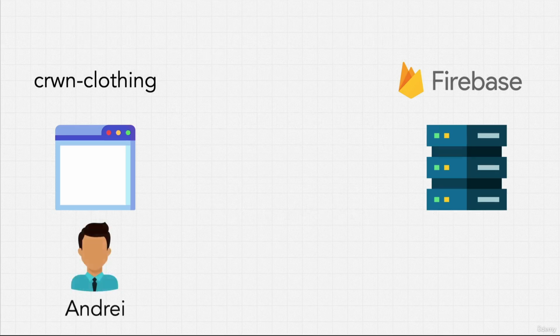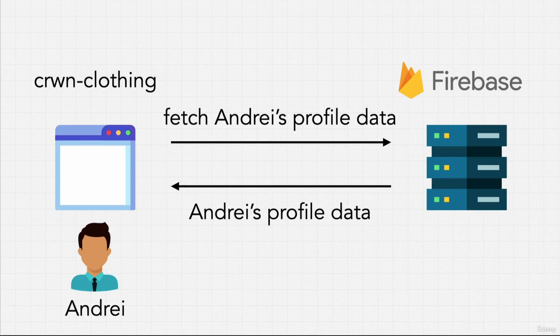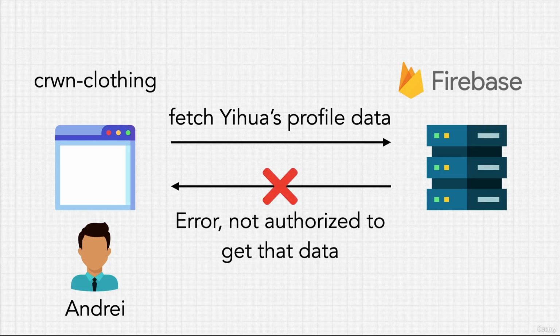This is going to be the exact same for another user. Let's say Andre accesses our website and he wants to access his own profile data. He's going to go through the exact same authentication flow. He's going to authenticate with Firebase that he should be the person that should access his own profile data. And once he does, Firebase will return that profile data. But if Andre tries to fetch my profile data, Yihua's profile data, unless he can authenticate as me, Firebase is going to say, hey, you know what? There's an error. You are not authorized to get this data. And this is where authentication becomes extremely important.